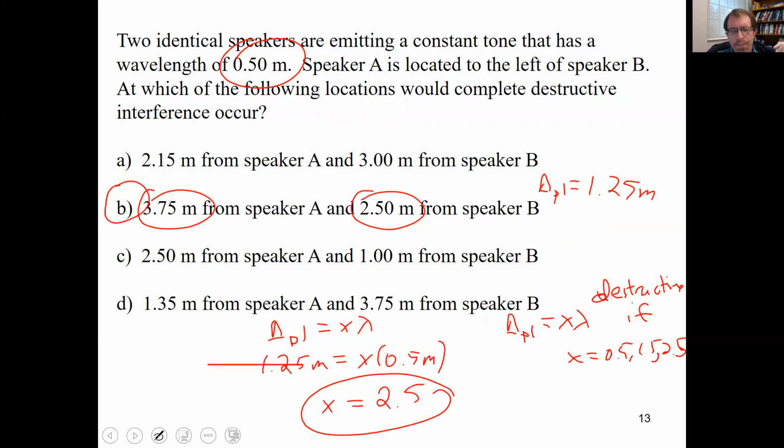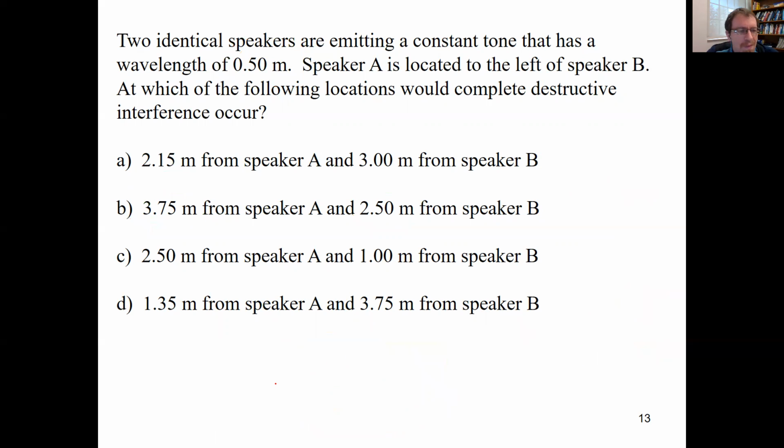So we've got our answer. We're going to assume that there's only one correct answer. Frankly, my throat's starting to hurt a little bit, so I'm not going to do D. Let's go ahead and do C though, and see what C is. Choice C says that I'm 2.5 meters away from A and 1 meter away from B. My difference in path lengths, 2.5 meters minus 1 meter, is 1.5 meters.